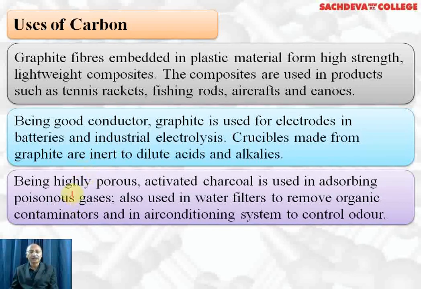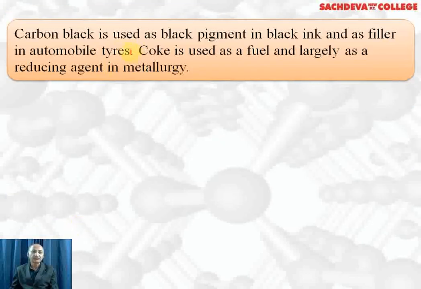Being highly porous, activated charcoal is used in absorbing poisonous gases and also used in water filters to remove organic contaminants and in air conditioning systems to control odors. Carbon black is used as a black pigment in blacking, as a filler in automobile tires. Coke is used as fuel and largely as a reducing agent in metallurgical processes.